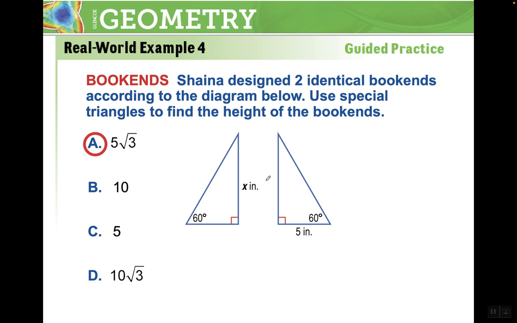Go ahead and see if you can figure that out. That longer leg, or that medium side, is just going to be the shortest side times the square root 3, so 5 square root 3.